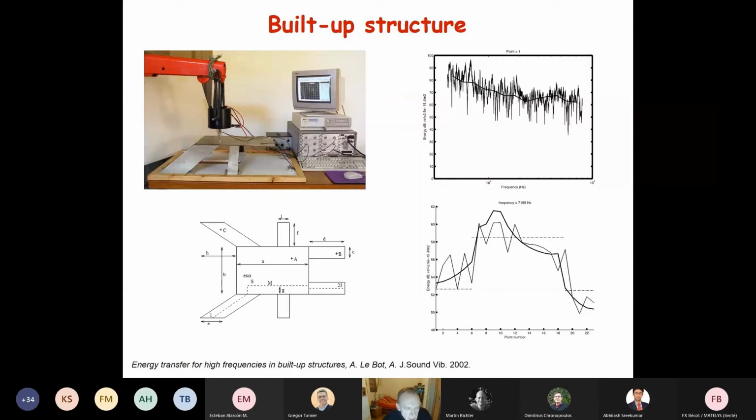A third example, this is an experiment that we have done on this furnace structure, which is made of seven plates, and so we have excited the structure by this vibrator, and we have measured the vibrational level with some accelerometers. And so this is an example of the evolution of the vibration over frequency, and the disturbed black curve is again that given by the measure, while the smooth curve is that predicted by the radiosity equation.